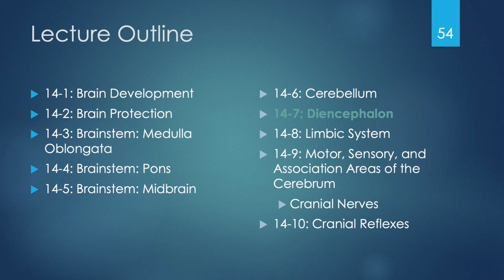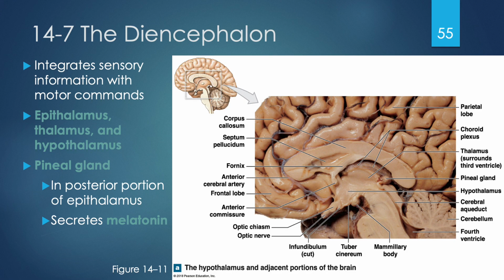Section 14-7 in your text covers the diencephalon. Let's take a look. The diencephalon is responsible for integrating sensory information coming in with motor commands going out. So this includes the epithalamus, which is the area above the thalamus, the thalamus itself, and the hypothalamus. Hypothalamus just meaning the area below the thalamus. So the naming here wasn't terribly creative.